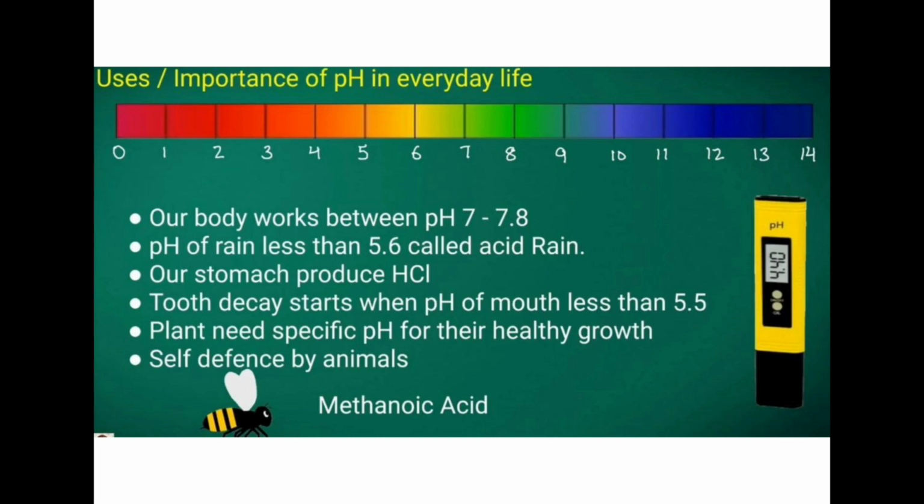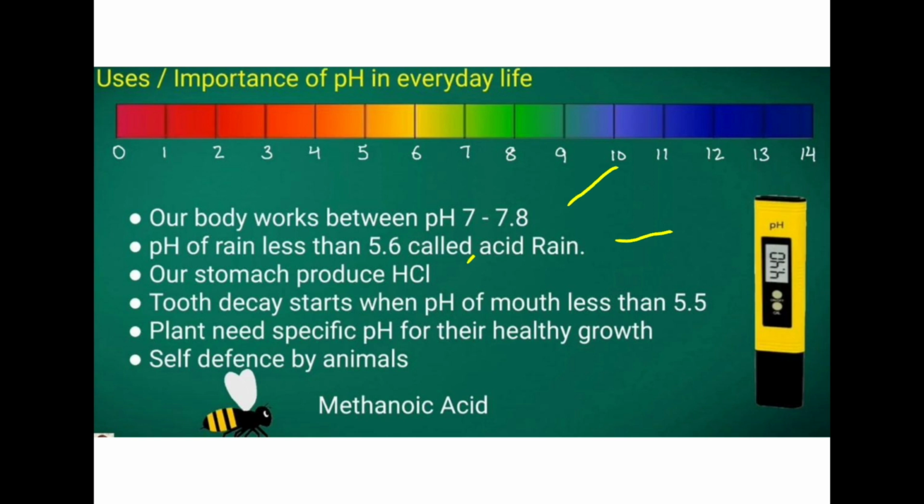So what is the importance of pH in our daily life? pH means the concentration of H plus ions. So everything has a particular pH. Our body works in a pH range of 7 to 7.8. If the pH of rain is less than 5.6, then we call that rain acid rain. It is harmful for us.